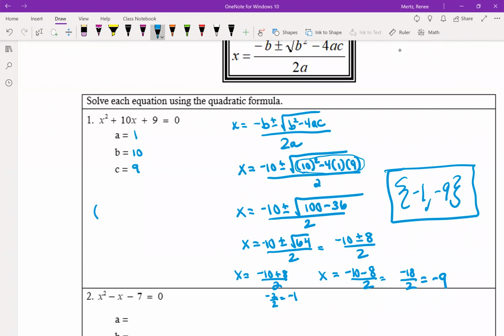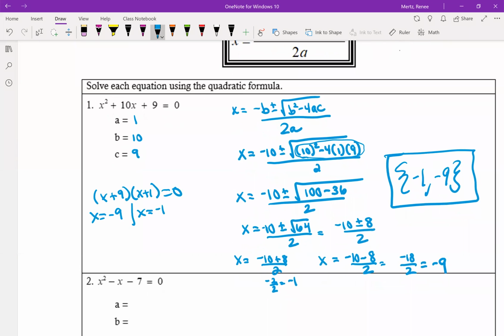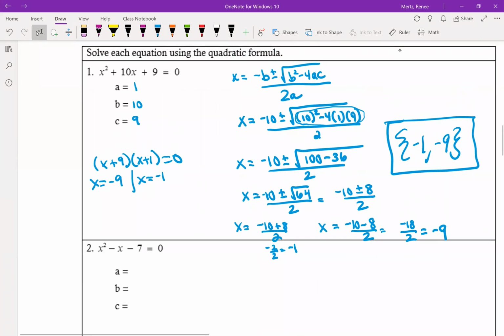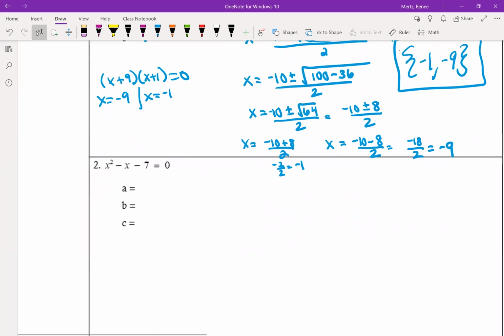So obviously, if you see that, we could have factored this as x plus 9, x plus 1 equals 0. Way less work. But usually we're doing the quadratic formula because it does not factor. Or maybe you're just only factoring, so you can do the quadratic formula. Let's try another. List our coefficients. The equation is set equal to 0. So I have 1 for A, -1 for B, -7 for C. Write the formula.